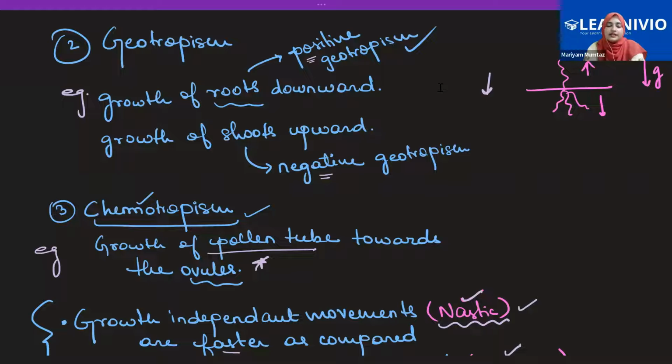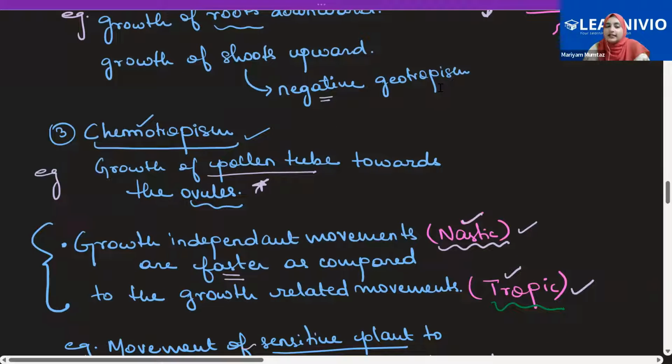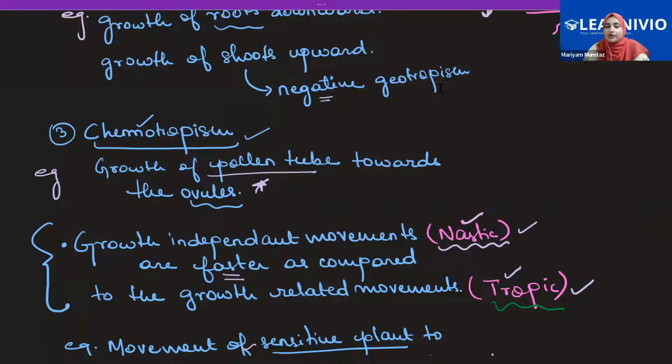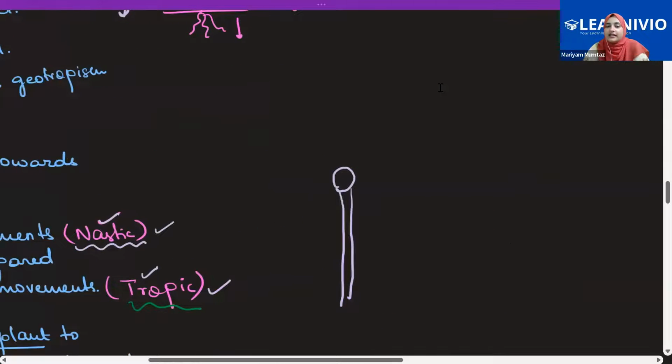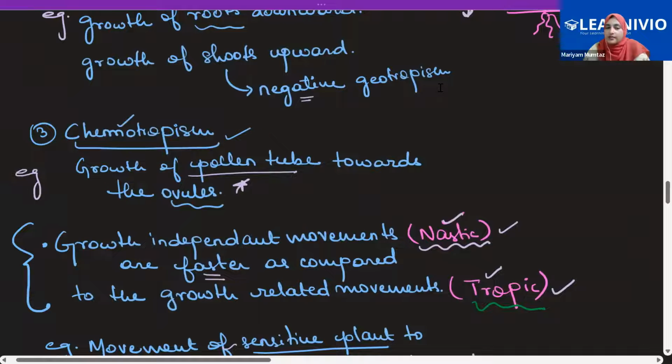Now, after that, there comes chemotropism. The best example to explain chemotropism is the pollen tube. Whenever the pollen lands and pollen germination happens, it is all based on the chemicals and interaction of the chemicals. So, growth of the pollen tube towards the ovule is chemotropism.